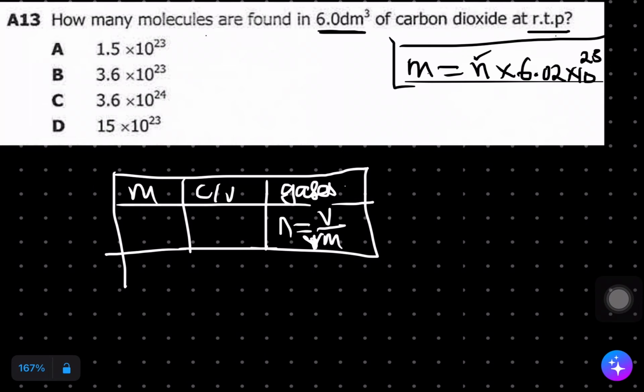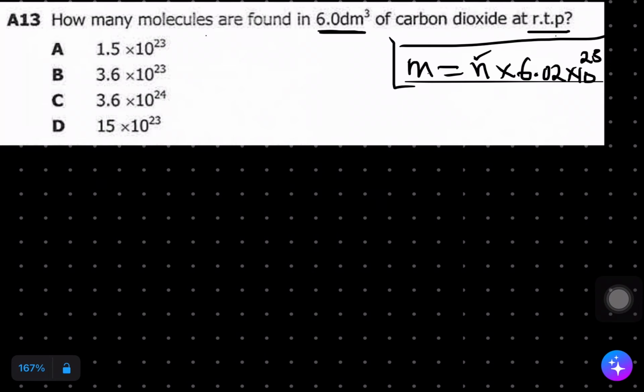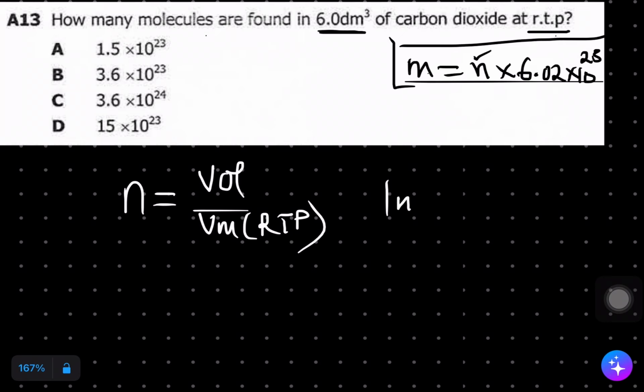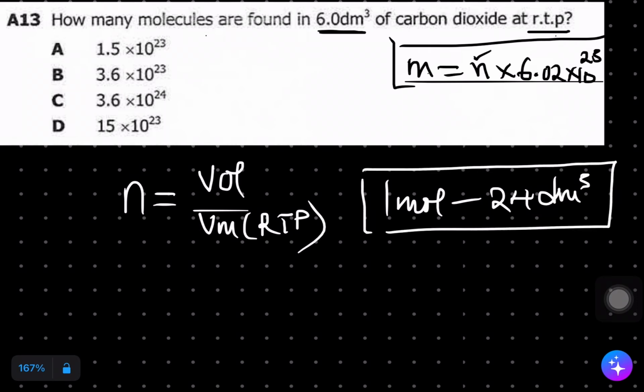We first find the number of moles, using the formula: number of moles is equal to volume over the molar volume, VM, at RTP. Take note that 1 mole of a gas is equivalent to 24 dm3 at room temperature and pressure. So when you're given RTP, you know this is room temperature and pressure, the standard for 1 mole of a gas.